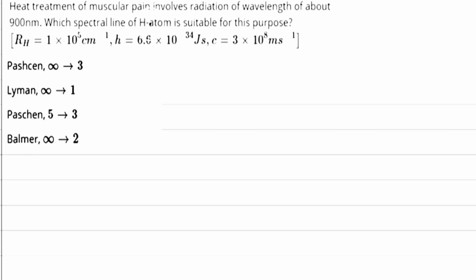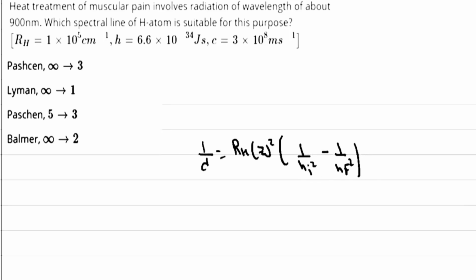So let's start solving this. This question will be solved with the help of a very simple formula. The formula is 1 by lambda is equal to Rydberg constant into Z square into 1 divided by n initial square minus 1 divided by n final square. So this is our formula. Here lambda is our wavelength, R is Rydberg constant, Z is the atomic number, and n initial and n final are the orbit numbers.